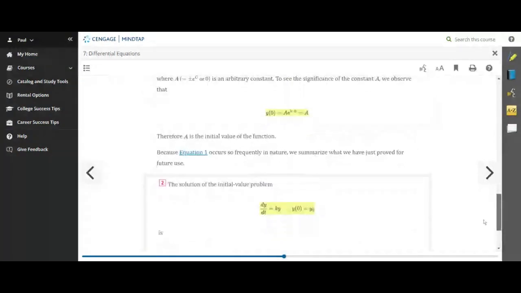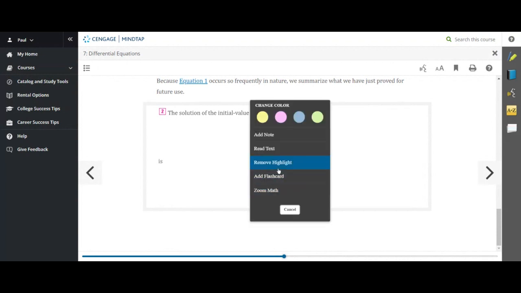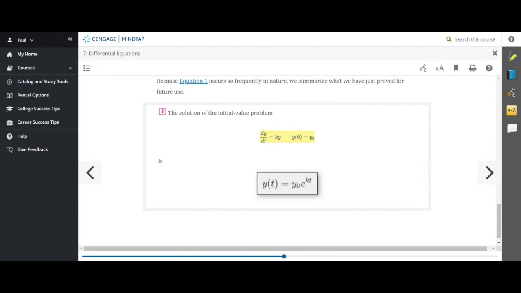If you have, here's what I want to show you, this formula here. The solution of the initial value problem dy/dt equals k times y, where initially you have some initial value, is going to be this: y of t equals the initial value times e to the kt power.